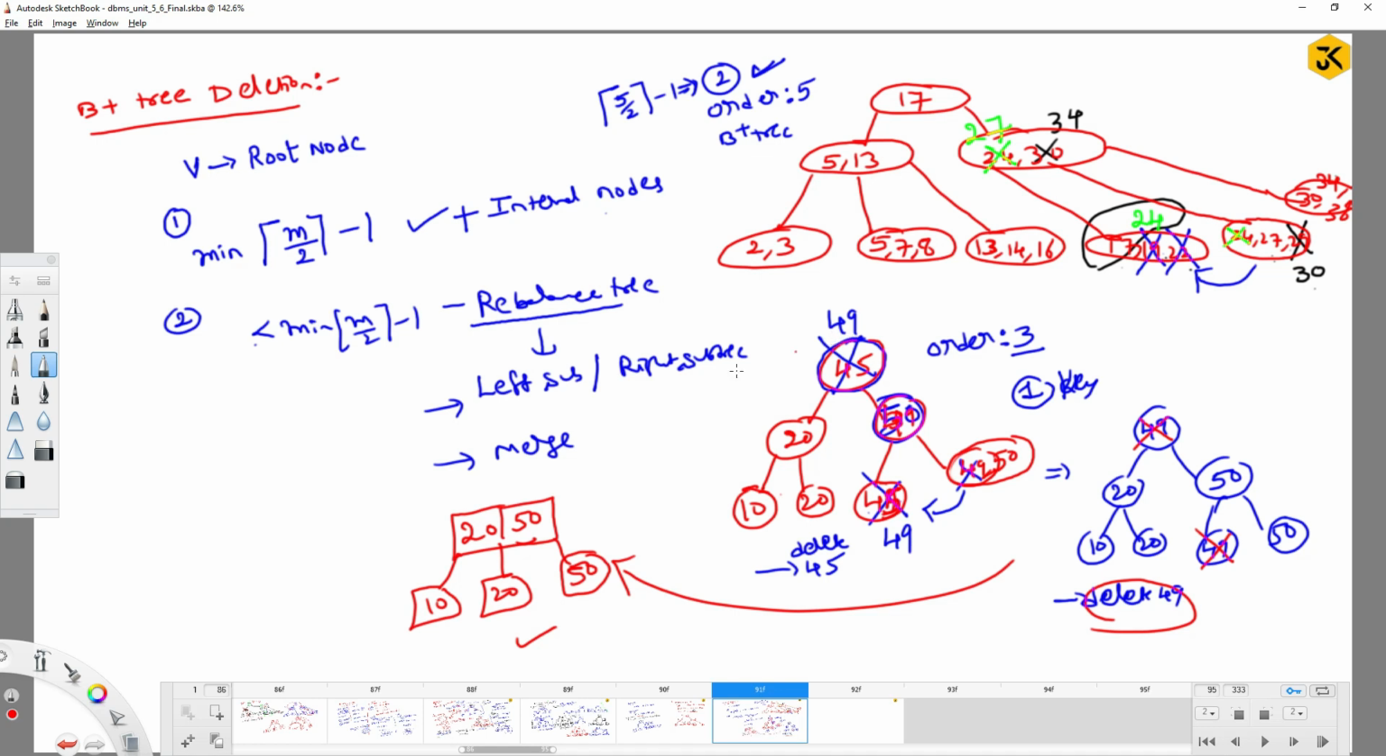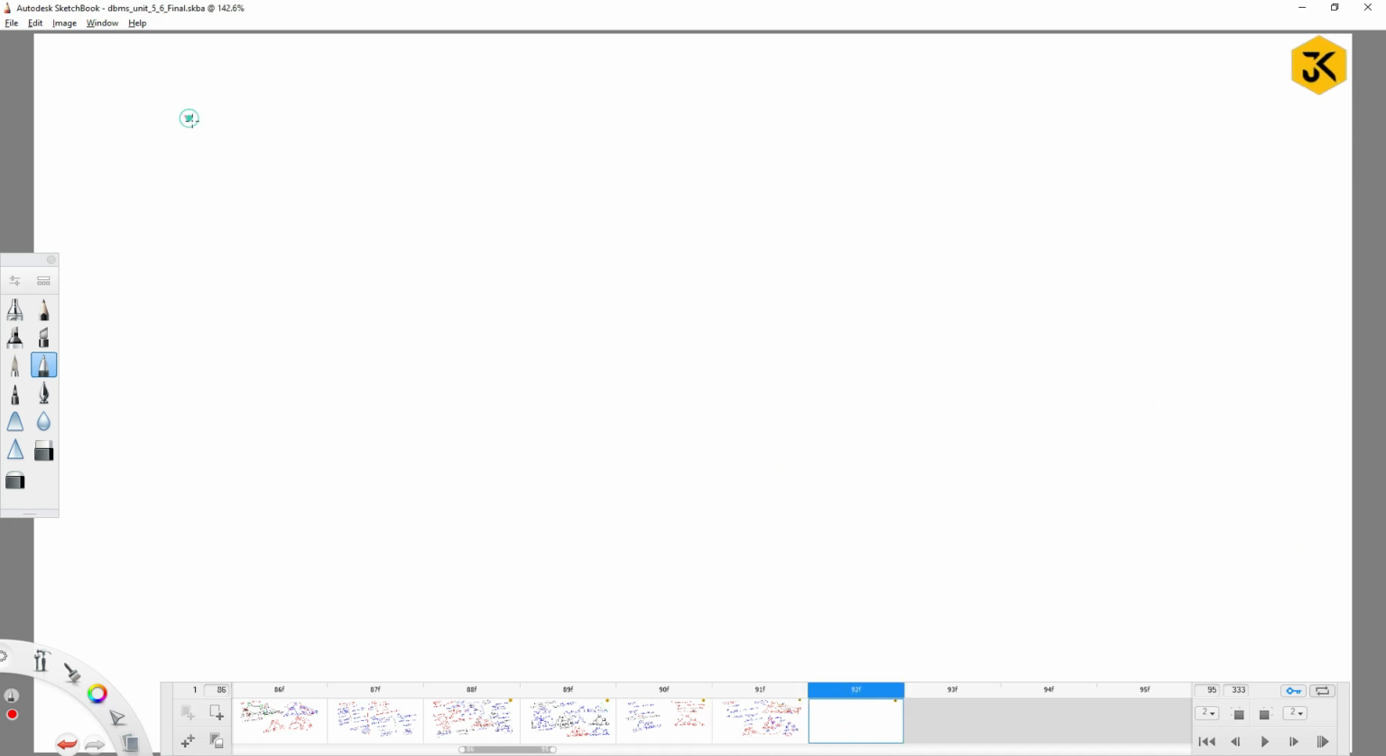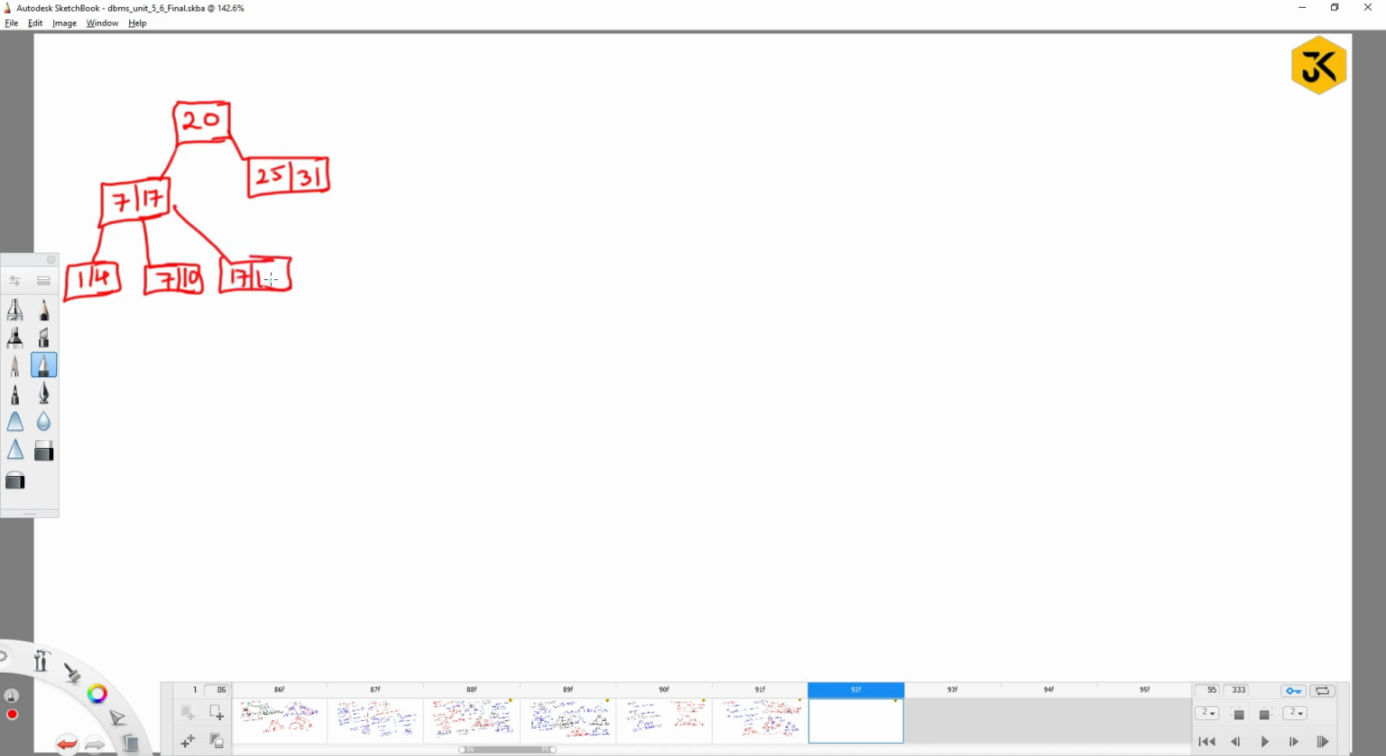Okay, now, if you want to have more clarity, try to solve this. If I have a structure like this: 20; 7 and 17; 25, 31; 1, 4; 7 and 10; 17, 19; 20, 21; 25, 28; 31 and 42, right? So it is a B+ tree of order 4.